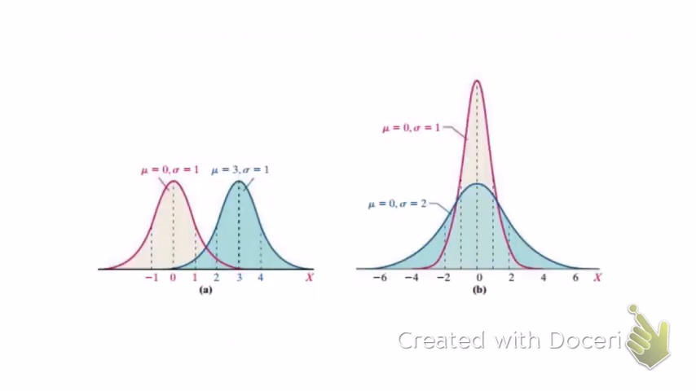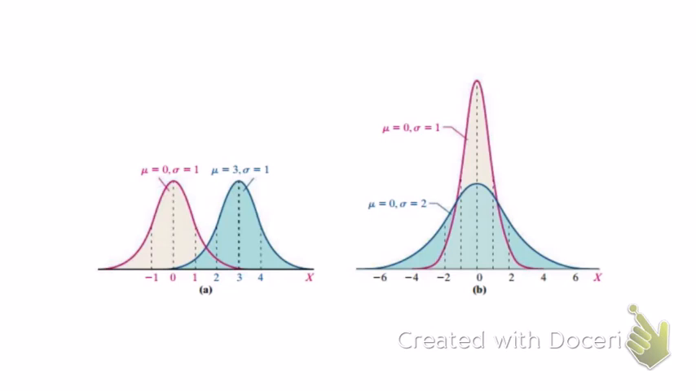Look at these two. The first pair, what's the difference? I mean, they look exactly the same except for one thing. Peyton's saying the mean. Yeah, the mean of the one on the right is 3. The mean of the one on the left is 0. Otherwise, they're identical. Do both of them have an area of 1? Yeah.